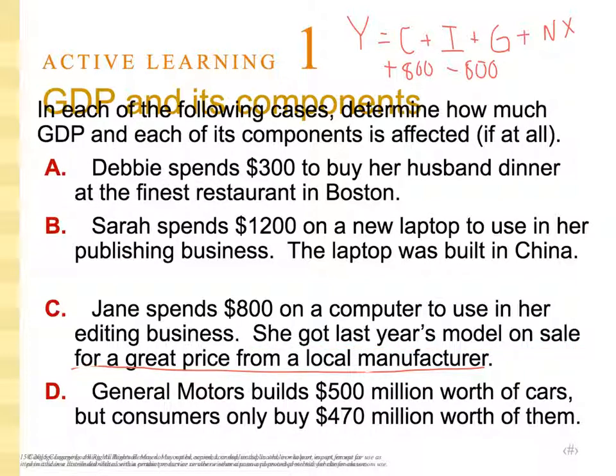Okay, let's go ahead and look at the next one, D. D says General Motors buys $500 million worth of cars, but consumers only buy $470 million worth of them. So what do we have? Well, if consumers are spending $470 million, we're going to put $470 million increase here. And then, because they didn't sell $30 million, we're going to put that into our inventories. So that's going to go in the investment category, which means GDP is going to increase $500 million, the 470 plus the 30. Okay. And then the next slides just simply check our answers.